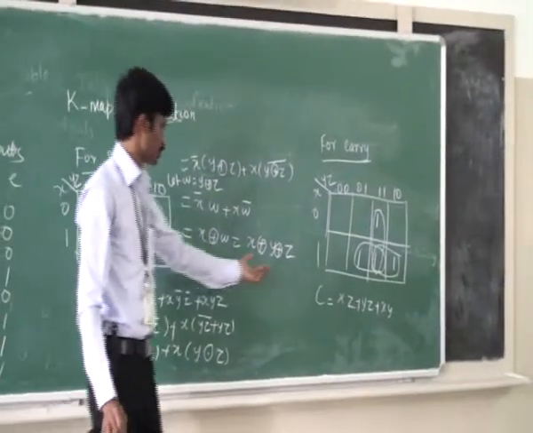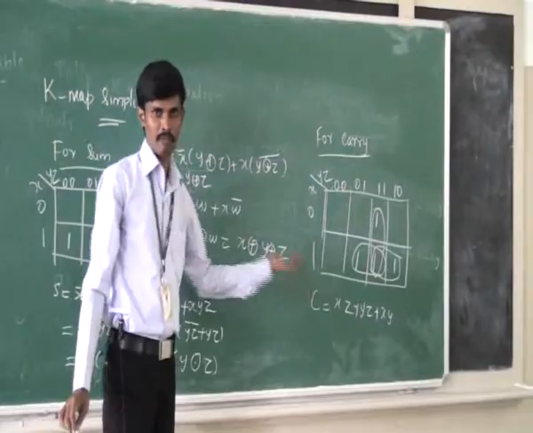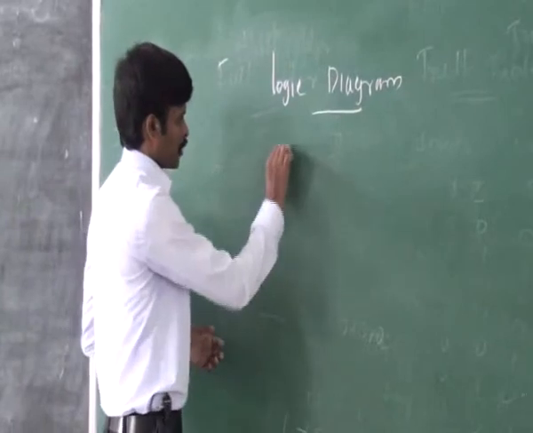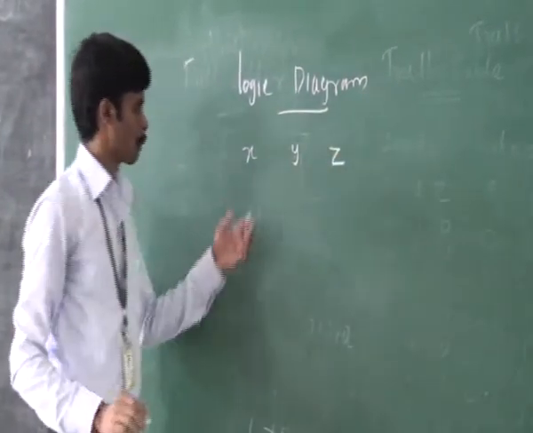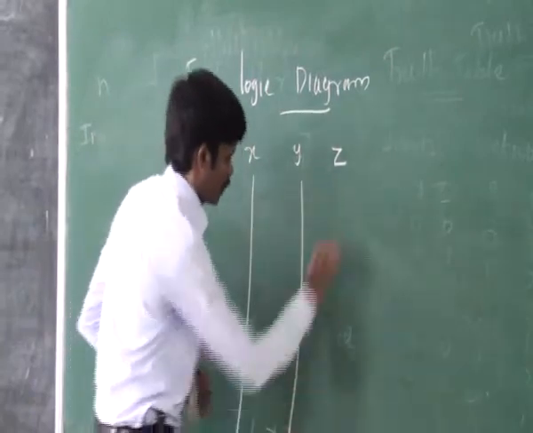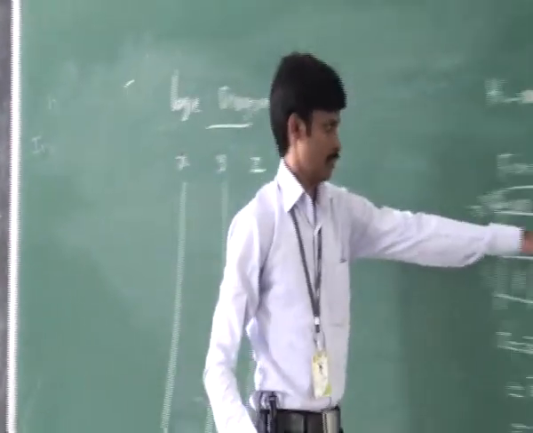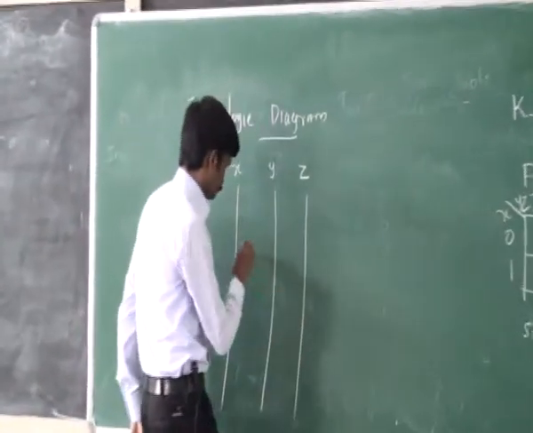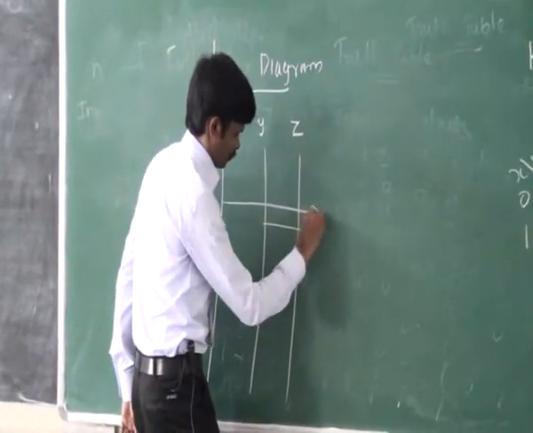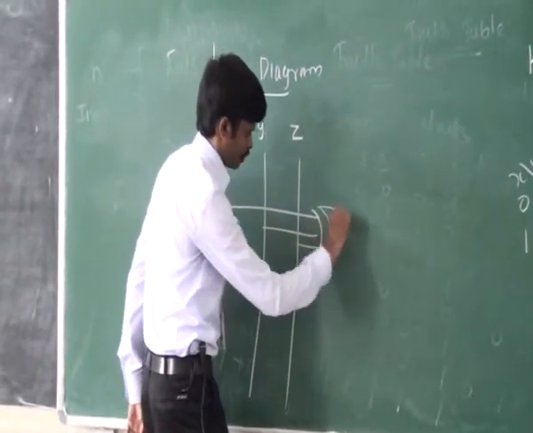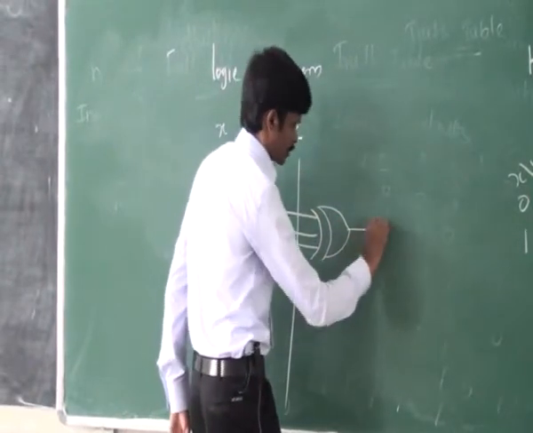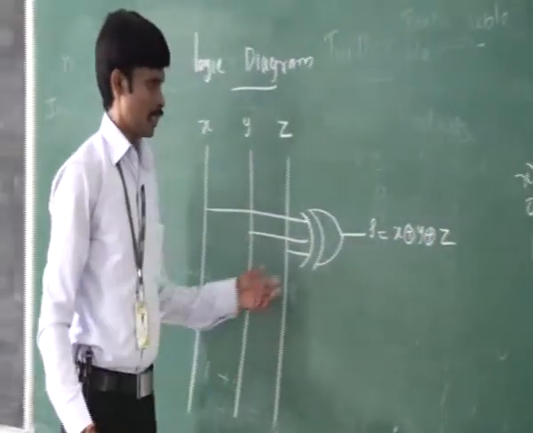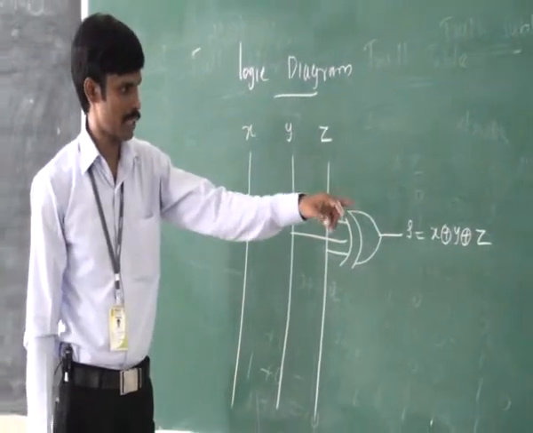Then using these 2 Boolean expressions we can draw the logic diagram for full adder. Now we can draw the logic diagram for full adder. Actually we have 3 inputs x, y, z. Then the sum expression will be x XOR y XOR z. So we need a 3 input XOR gate to get sum. Sum is equal to x XOR y XOR z. Then the carry expression is xz plus yz plus xy.